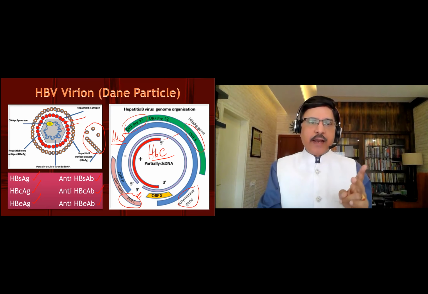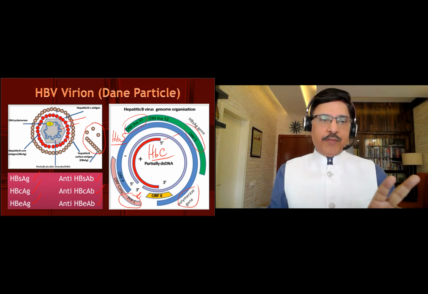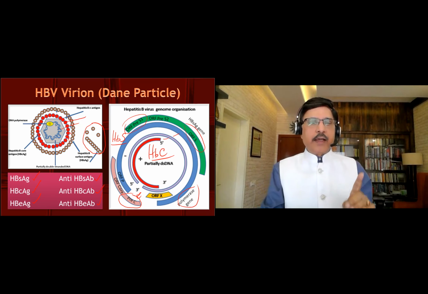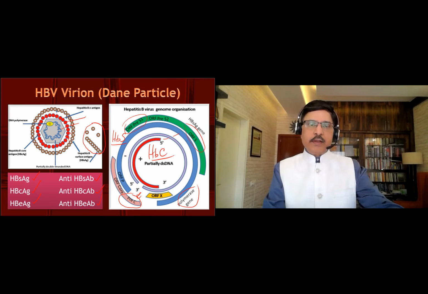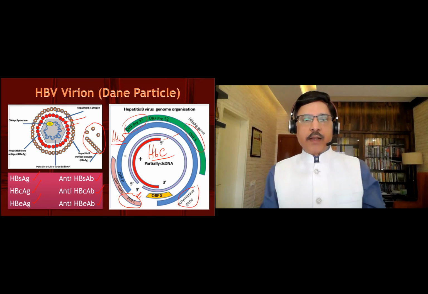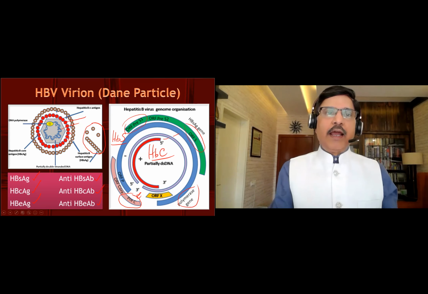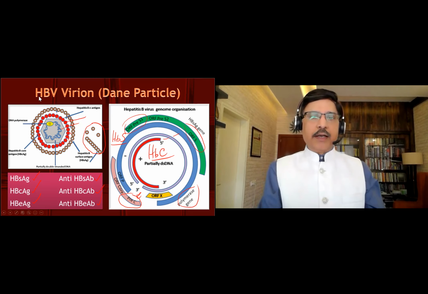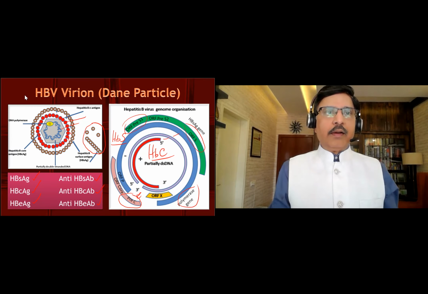So HBs antigen and HBc antigen do not appear in the peripheral blood. HBe antigen can appear in the peripheral blood when the infection is very severe, not otherwise. The corresponding antibodies, of course, will be in the serum: anti-HBs antibody, anti-HBc antibody, and anti-HBe antibody. Again, I emphasize: while writing a prescription for the test, please properly use the respective lettering and the casing.